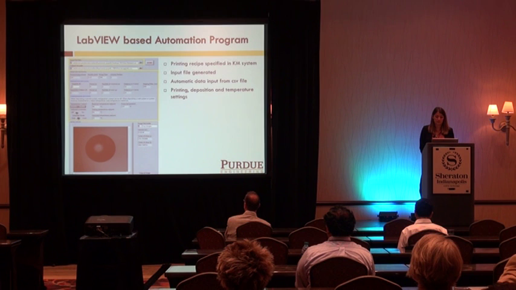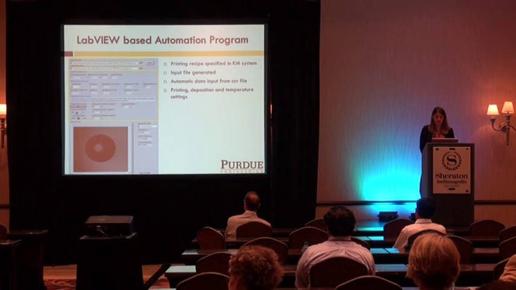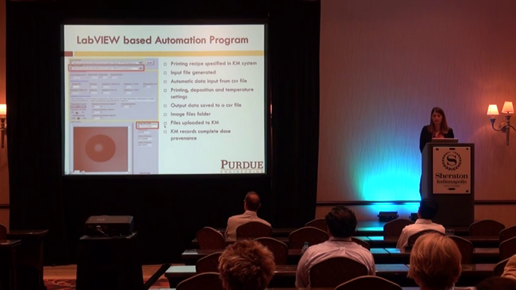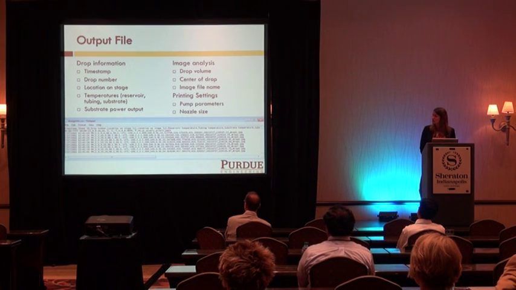So the data is automatically read from the input file, and it is shown on this GUI to help the user. And then the process starts running automatically, and the output files, along with the drop images, which look like this for all the drops, are saved. And then you upload that back to the KMS, and this completes the dose provenance. So this is how the output file looks. It contains drop information, image analysis results, including drop volume and center of volume calculations, as well as the image file name and the printing settings.